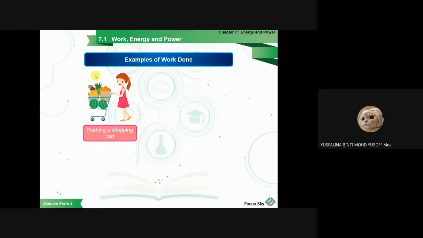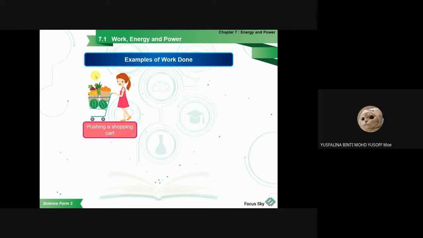So, examples of work done. First, pushing a shopping cart. For work to be done, there must be a displacement, there must be a distance. If you push a shopping cart, of course the cart will move. When it moves, it has a distance, so work is done.